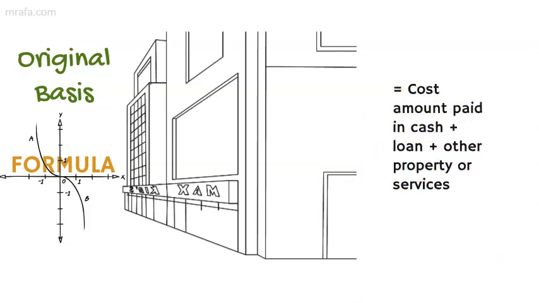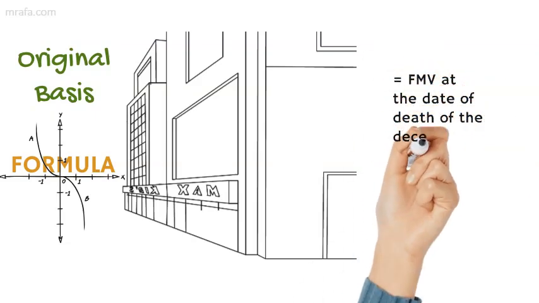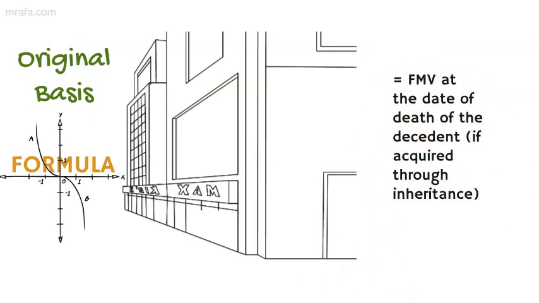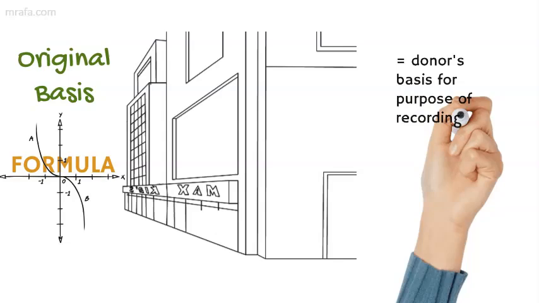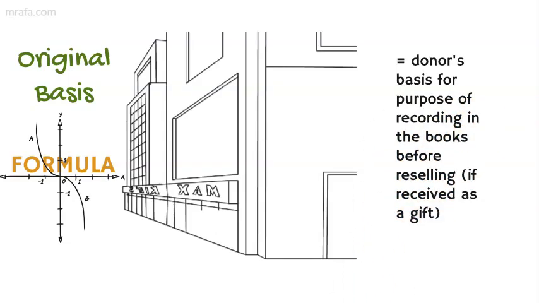And for property that you acquired through inheritance, you have to use the fair market value at the date of the death of the one who gave it to you. And if it is received as a gift, you have to use the donor's basis or the cost, the adjusted basis of that property before they gave it to you.